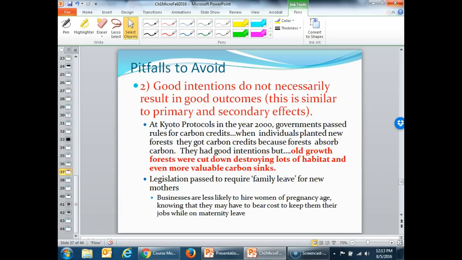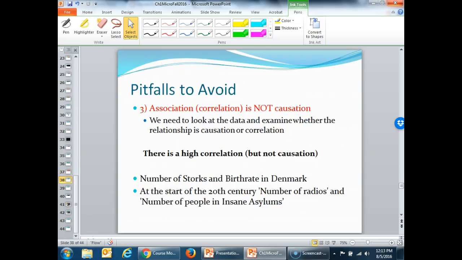How about legislation passed to require family leave for new mothers? How's that going to work? Well, it may be fine if you already have a job, but if you're looking for a job and you're a small business, who are you going to hire? A 30-something female or a 30-something male? You might choose the male because you don't want to give them the paid family leave. So you have a secondary effect, but you've got to always be looking for the primary and the secondary.